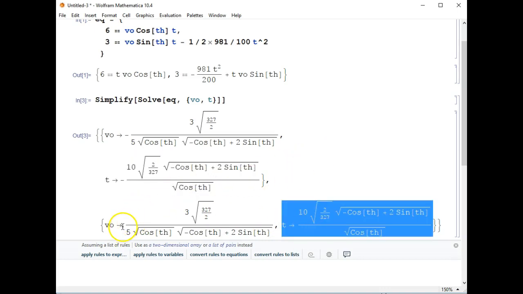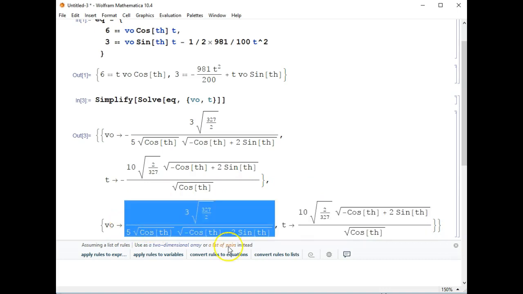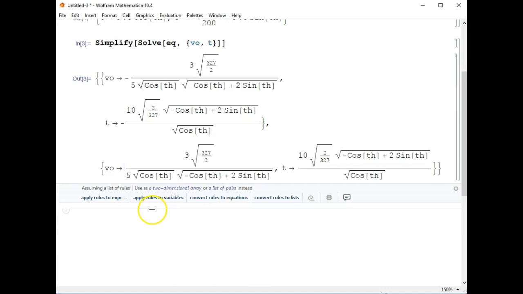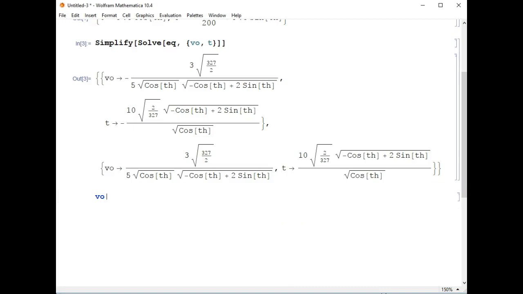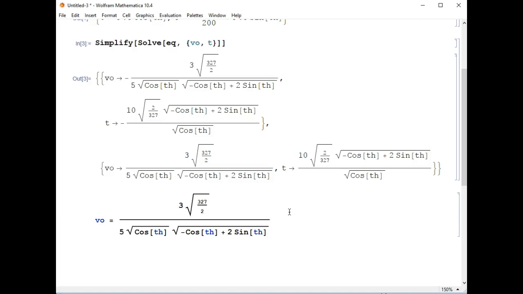So here's my VO right here. And so I'm going to copy that, and I'm going to paste it in down here. So I'm going to say, okay, VO is 1 equals sign. I'm not going to try and solve this for anything yet. And I just paste it in, right? So here's my VO. Now, what I want to do is I want to minimize this.